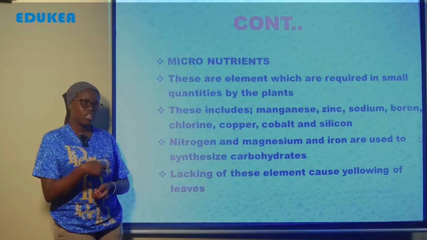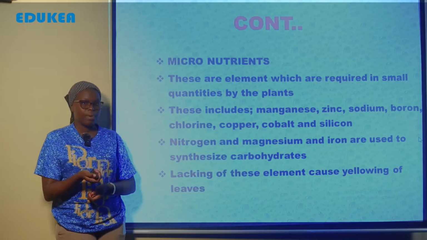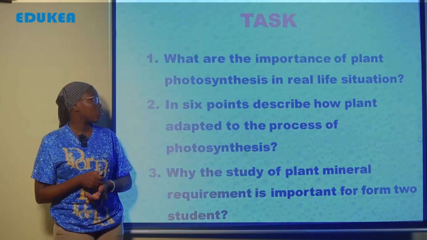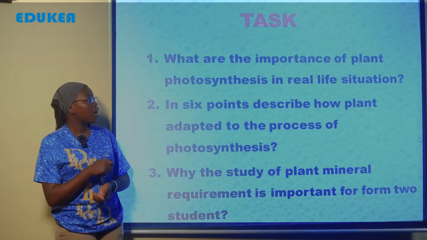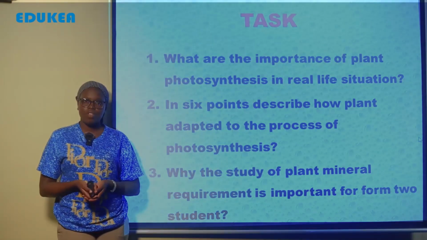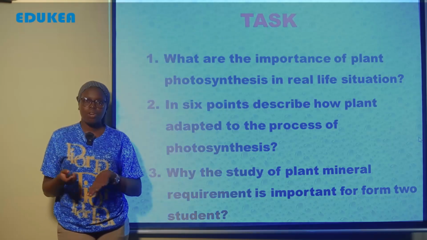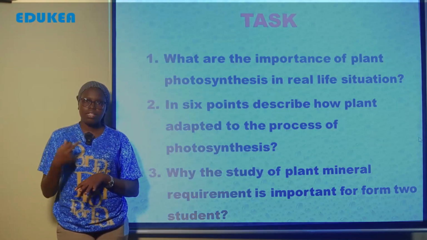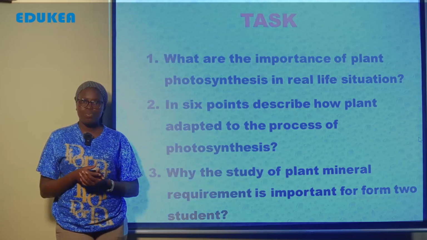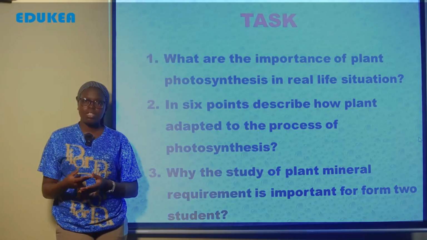Now my lovely students, we have already covered the nutrition in plants. We have seen the structure of the plant, internal morphology and external morphology. We have seen the photosynthesis process, the conditions, raw material, product. We have covered the factors affecting photosynthesis. Also, we have covered the mineral requirement in plants.